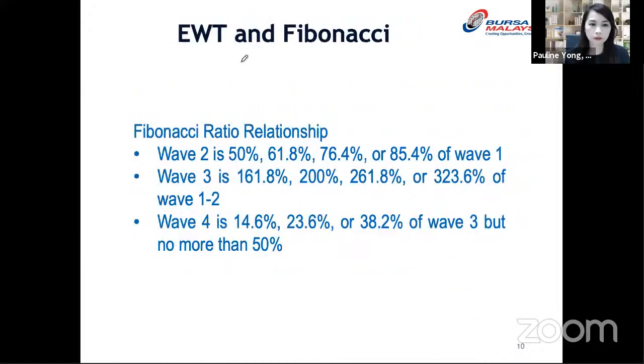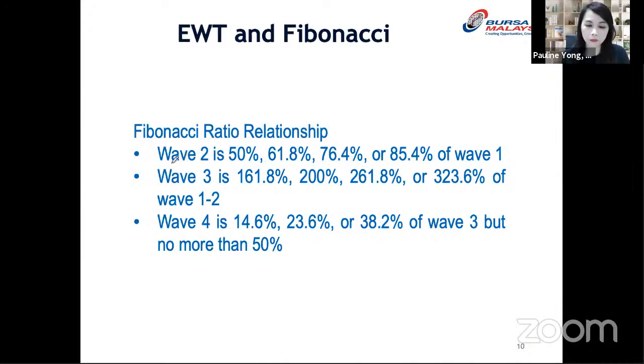Okay, so let's take a look at the Fibonacci. How do we combine Fibonacci and Elliot wave together? So here will be the relationship between these two. For the Fibonacci ratio relationship between the Elliot wave and the Fibonacci, wave number 2 is 50%, 618, 764, or 854 of wave 1.